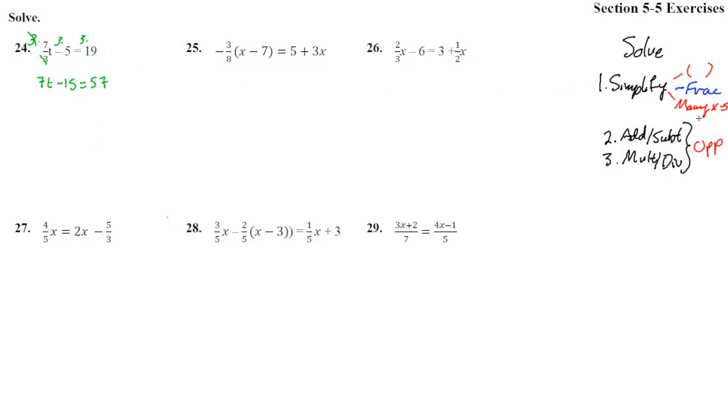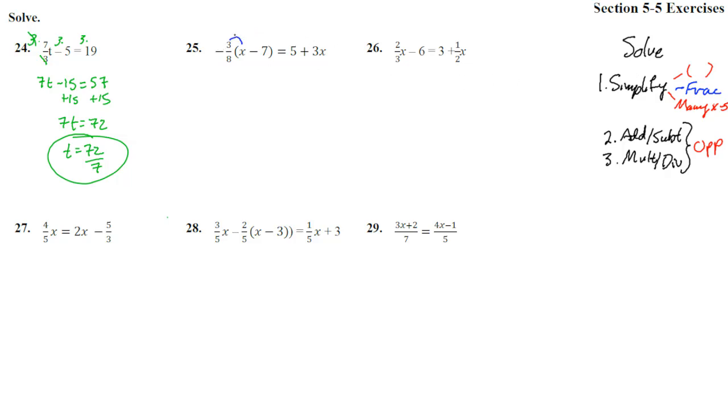Are there many t's? Nope. Now we add the 15 to both sides. And we have 7t equals, what is that? 72. Divide by 7, we get t equals 72 sevenths. Excellent. Number 25. Do we have any parentheses?